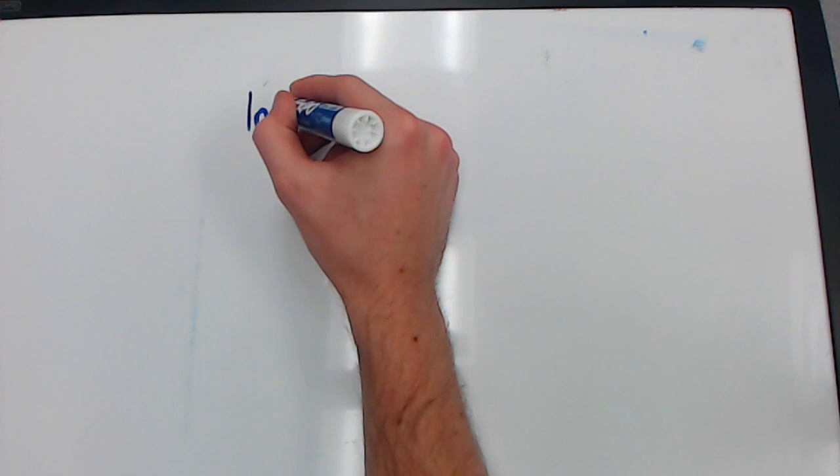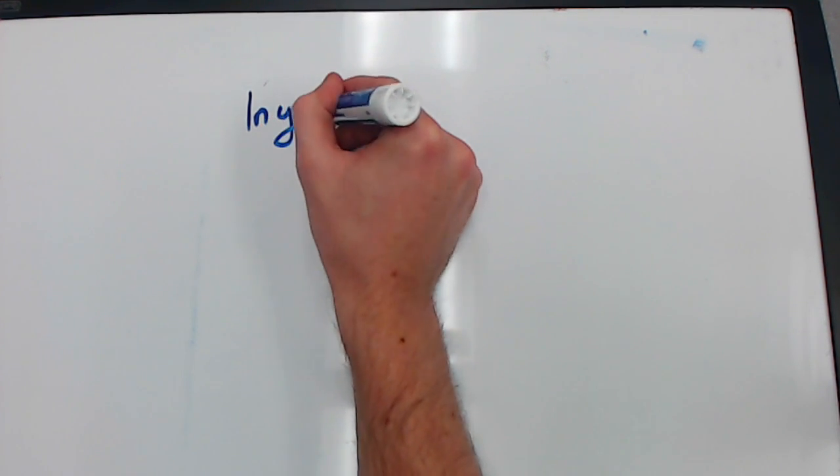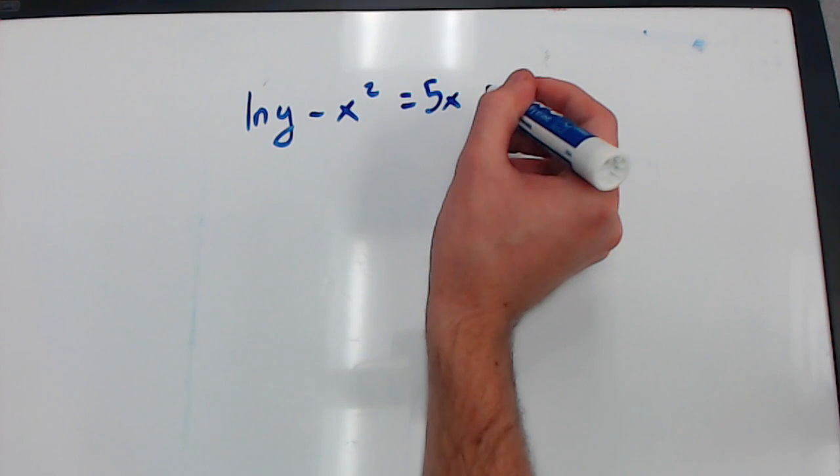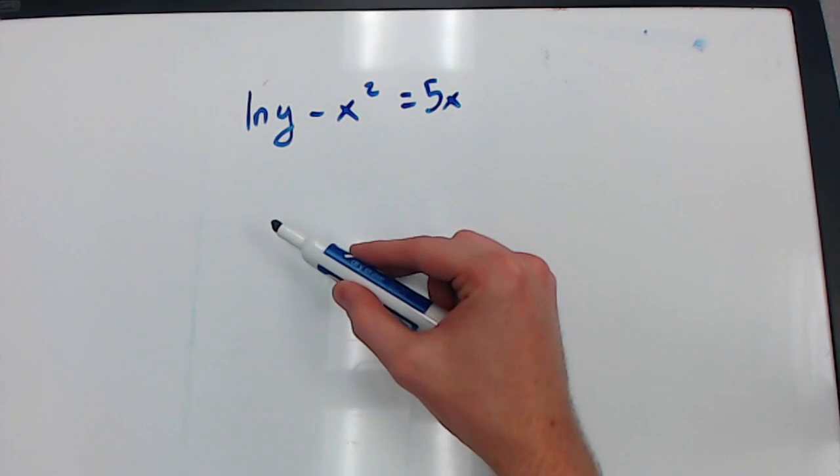Next, we're going to seek to find y prime for ln of y minus x squared is equal to 5x. So go ahead and stop the video now.